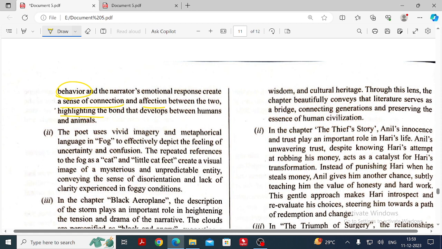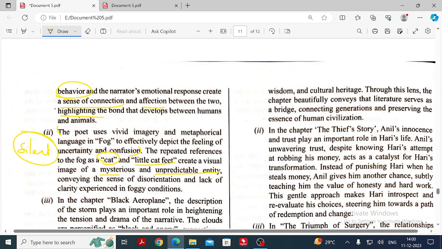So again, the introduction was taken from the question itself. And then see that this repeated reference, the fog as a cat and the little cat feet, create the visual images of a mysterious and unpredictable entity. And most importantly, you should remember, whenever you are writing about the fog and the cat's paw, you should remember this word. What is it, my dear?